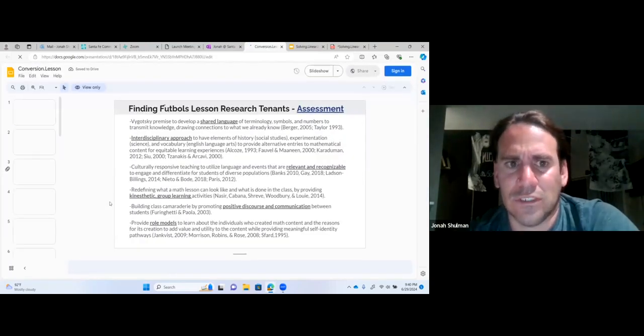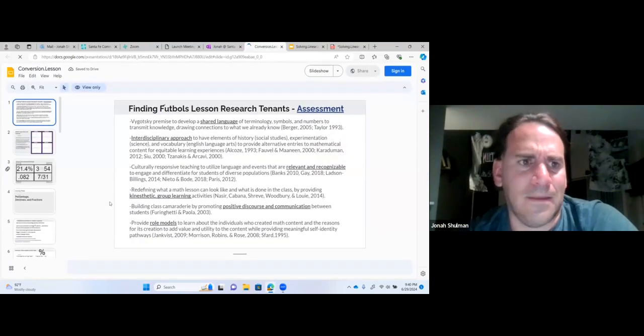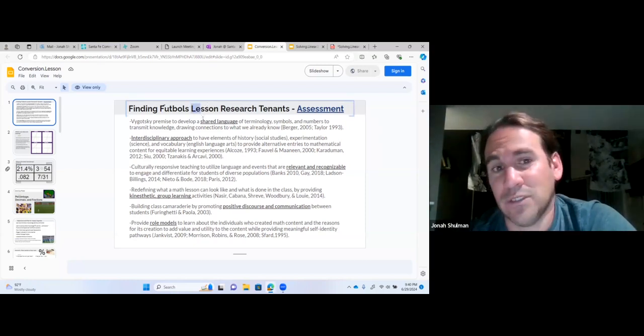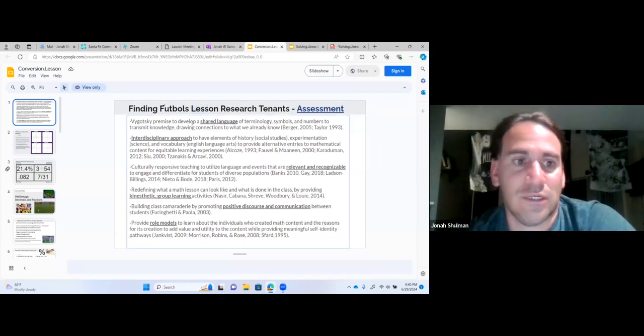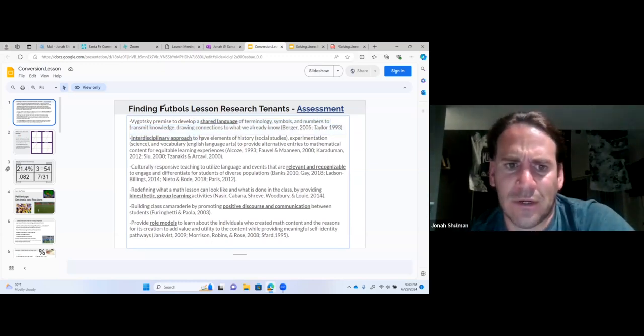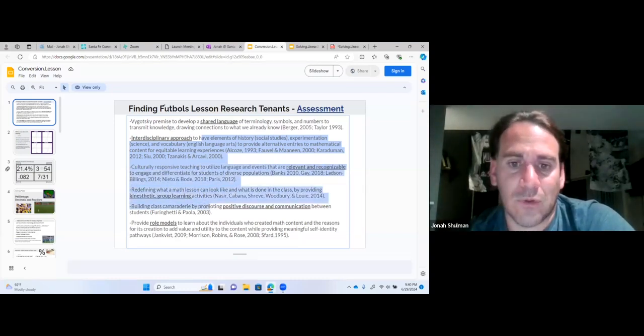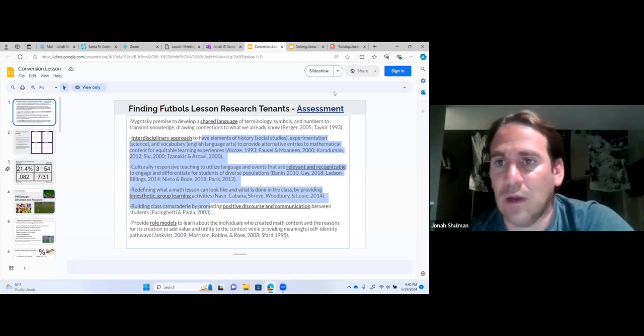So this is a conversion lesson. Basically, this lesson is really good because of what research it is using. It's showing students how to build a shared language. There's an interdisciplinary approach using culturally responsive teaching. There's kinesthetic, so they're going to be moving around a lot. And they're building class camaraderie between students. So I'm going to download this as well.